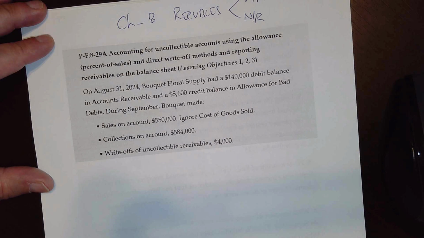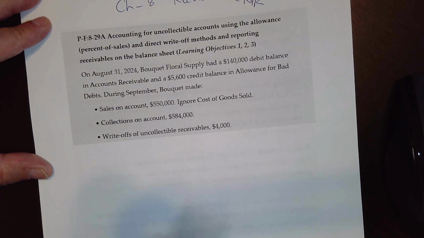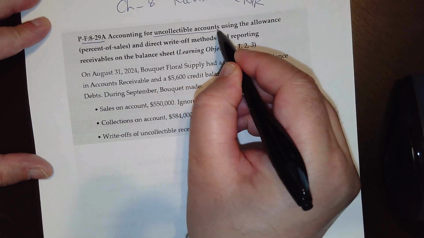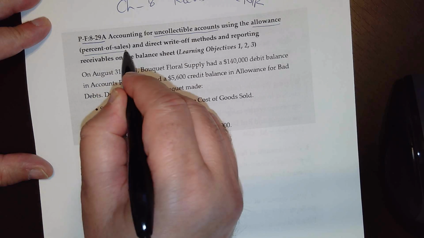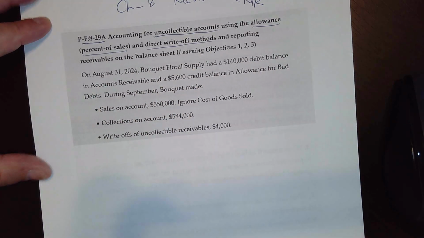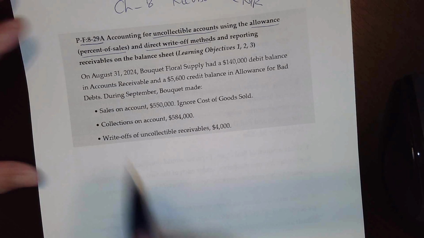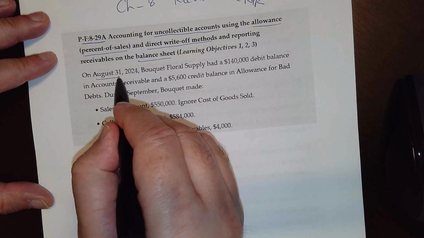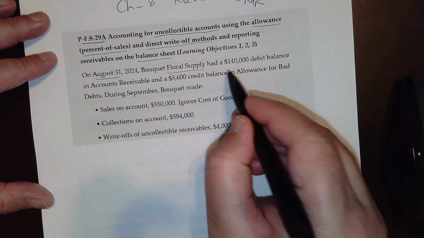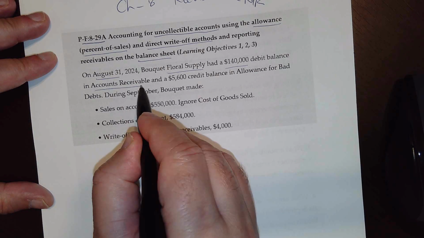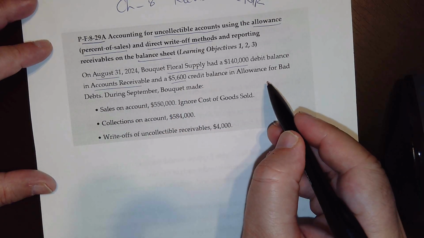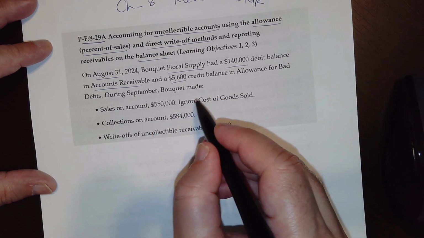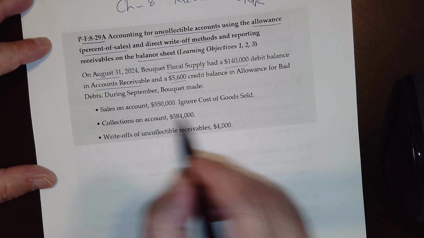So we are going to work on this question, which is 8-29A. In this one, accounting for uncollectible accounts using the allowance method, where we use percentage of sales, and the direct write-off method, and reporting receivables on the balance sheet. On August 31st, this company, Floral Supply, had $140,000 of accounts receivable and $5,600 in allowance for bad debts. During September, Bank Bouquet provided the following information.